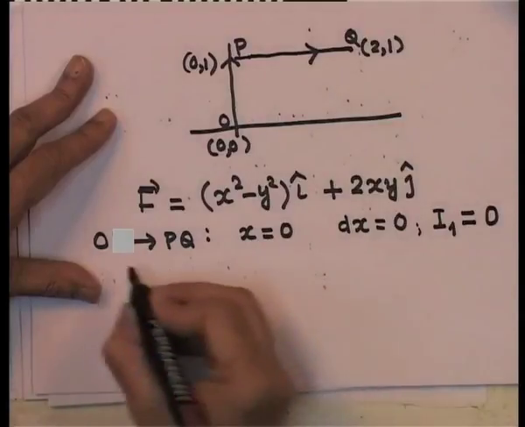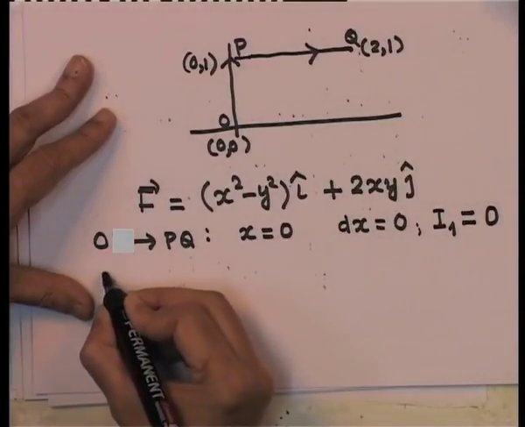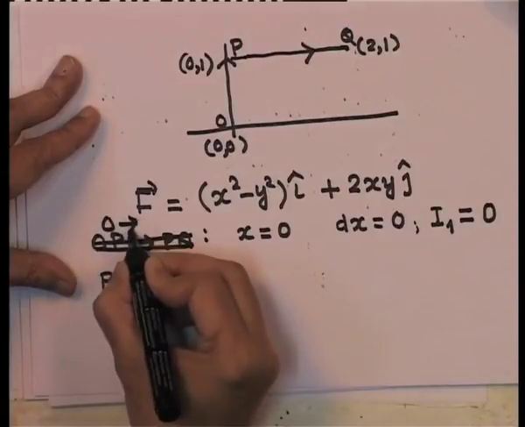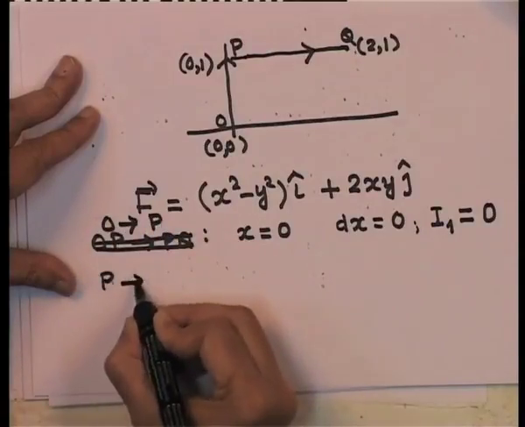In the second path, I go from P to Q. So, I will go from, what I meant is I go from O to P and then I will go from P to Q.